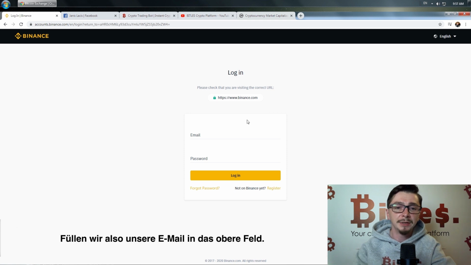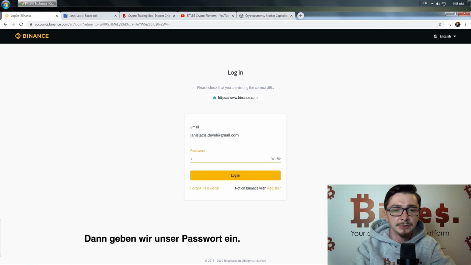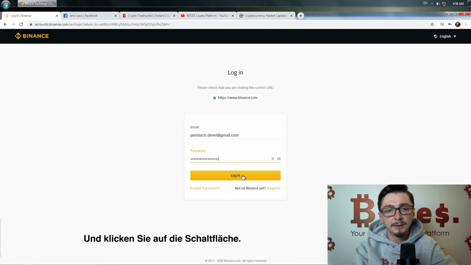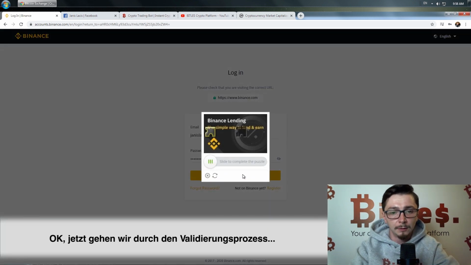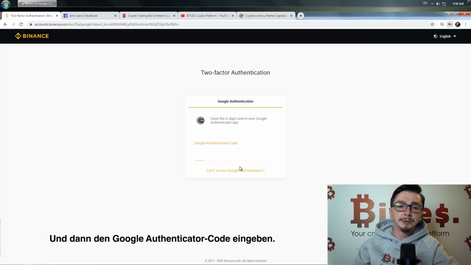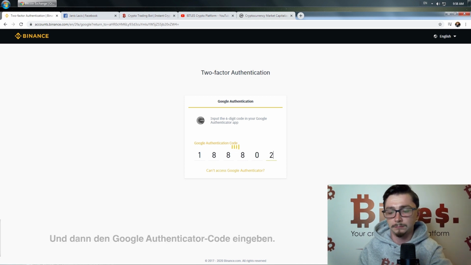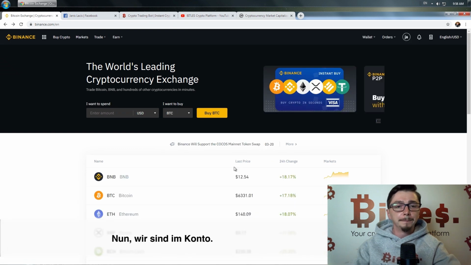So, let's fill in our email in the upper field. Then, let's enter our password. And click the button. Okay, now going through the validation process. And then entering the Google Authenticator code. Well, we are in the account.